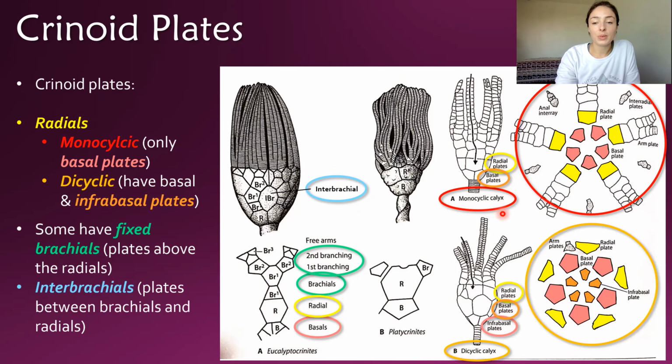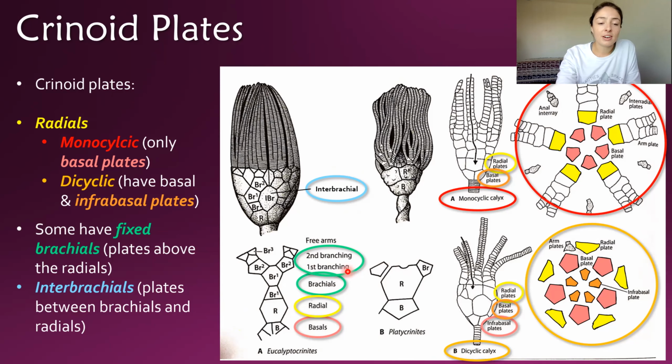Like we already mentioned, we have monocyclic types of crinoids, which have basal plates in this light red color and radial plates in this yellow color. And then we have dicyclic, in which they have the basal and radial plates, but below the basal plates they also have infrabasals. However, if we move over to the very left image on this figure, we see some more complex plates jumping into the game.